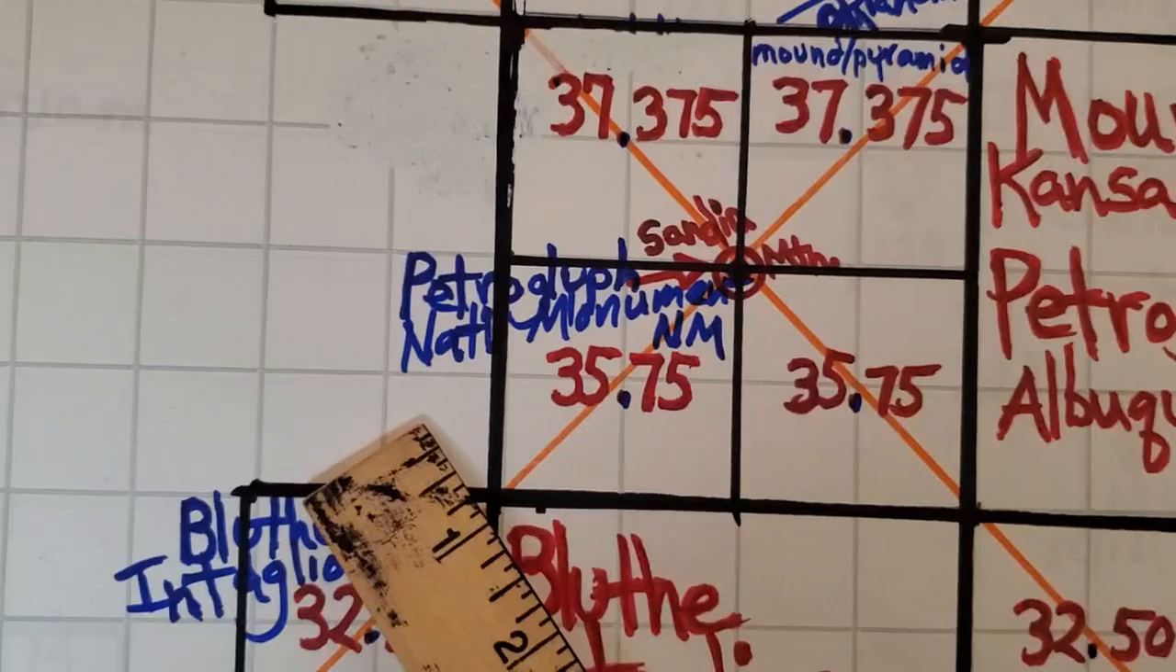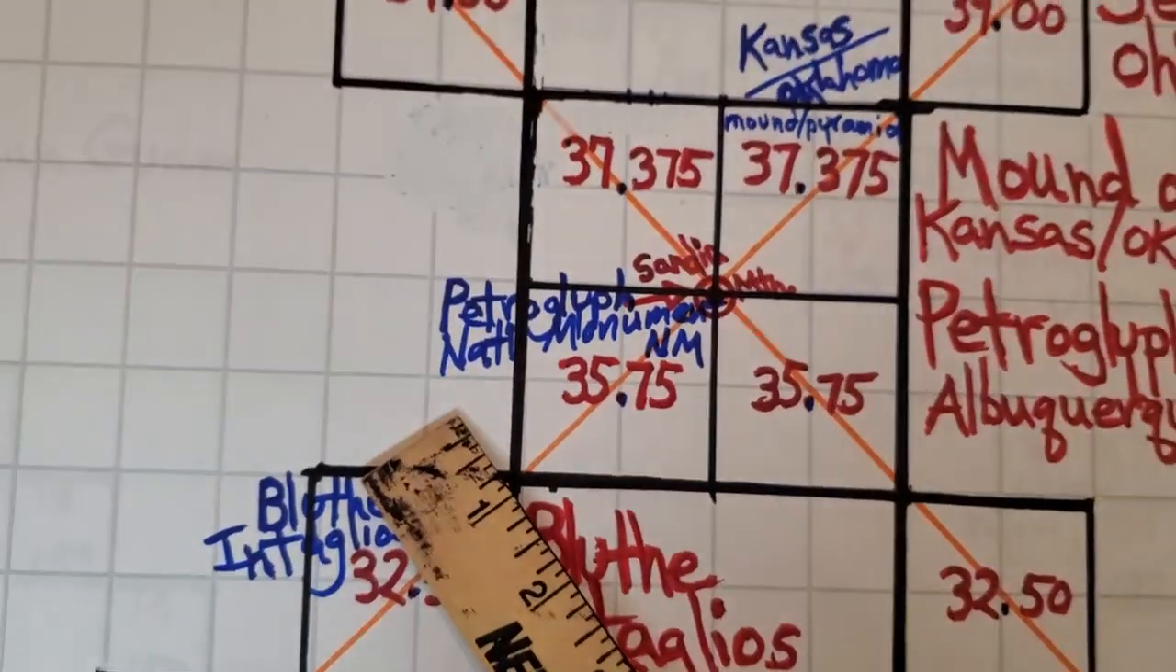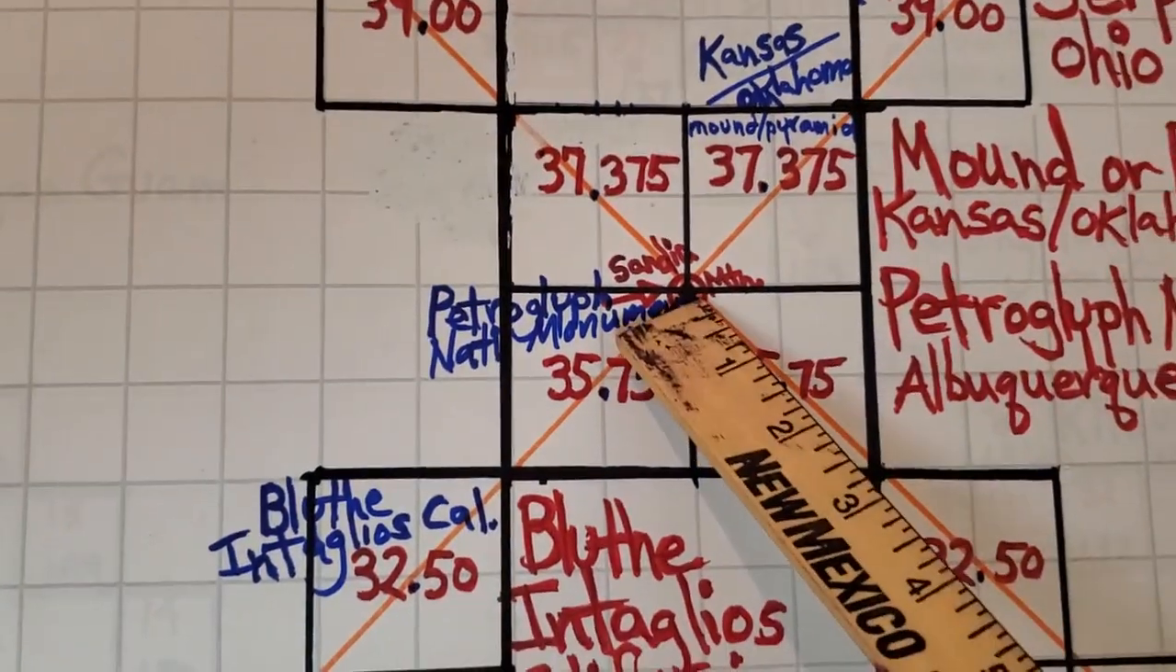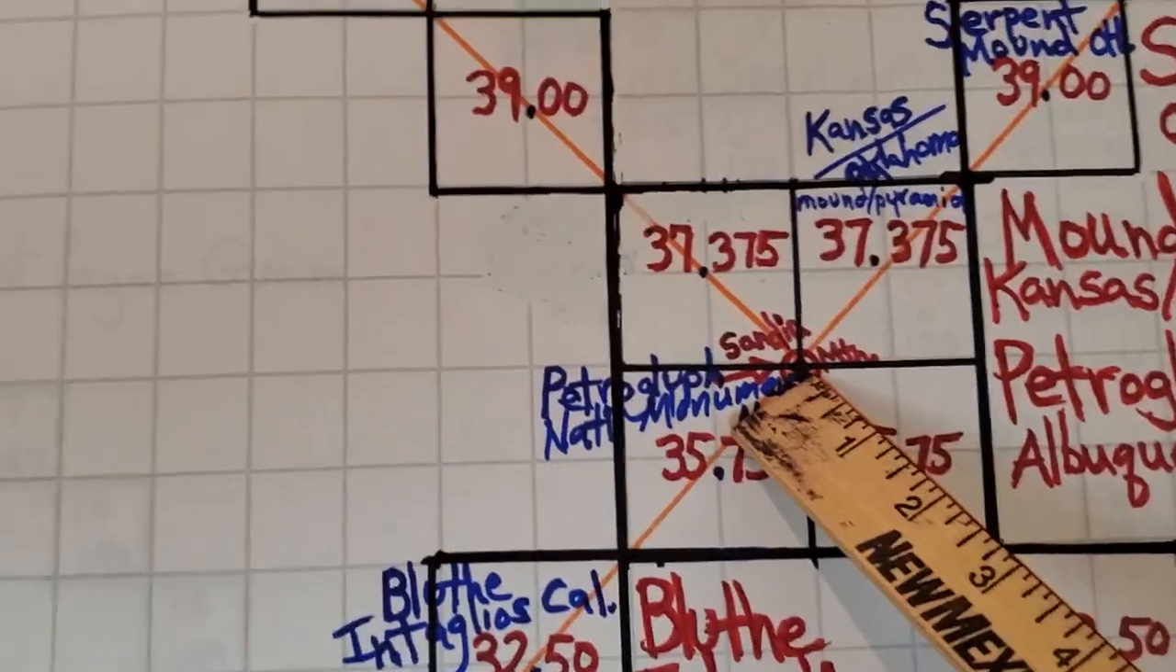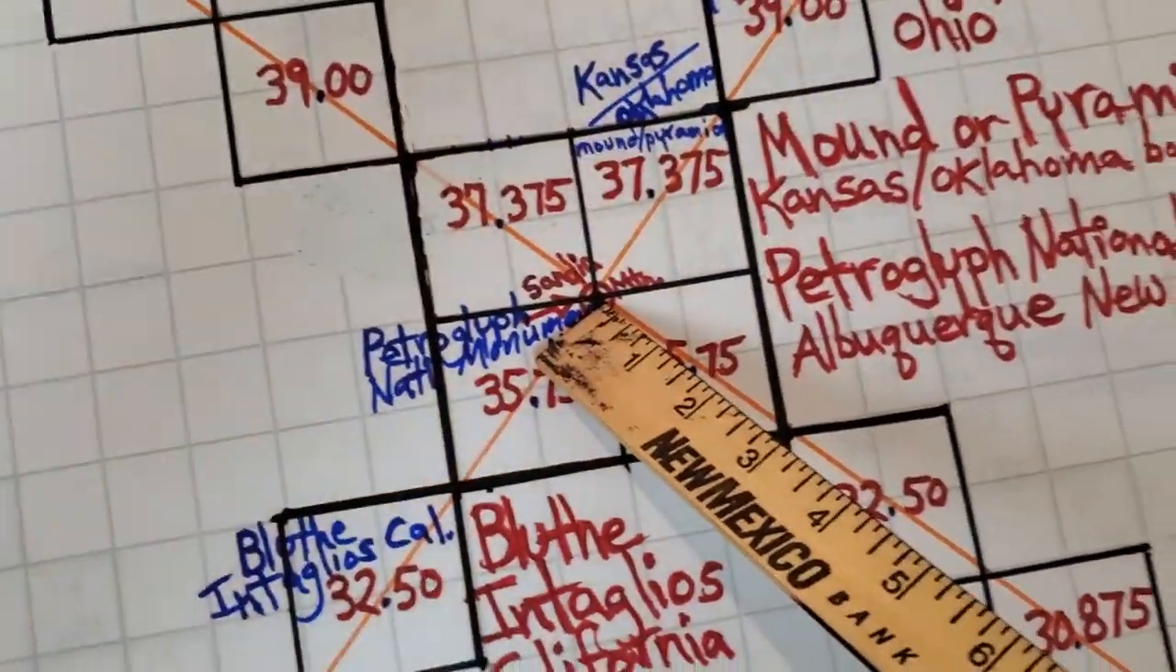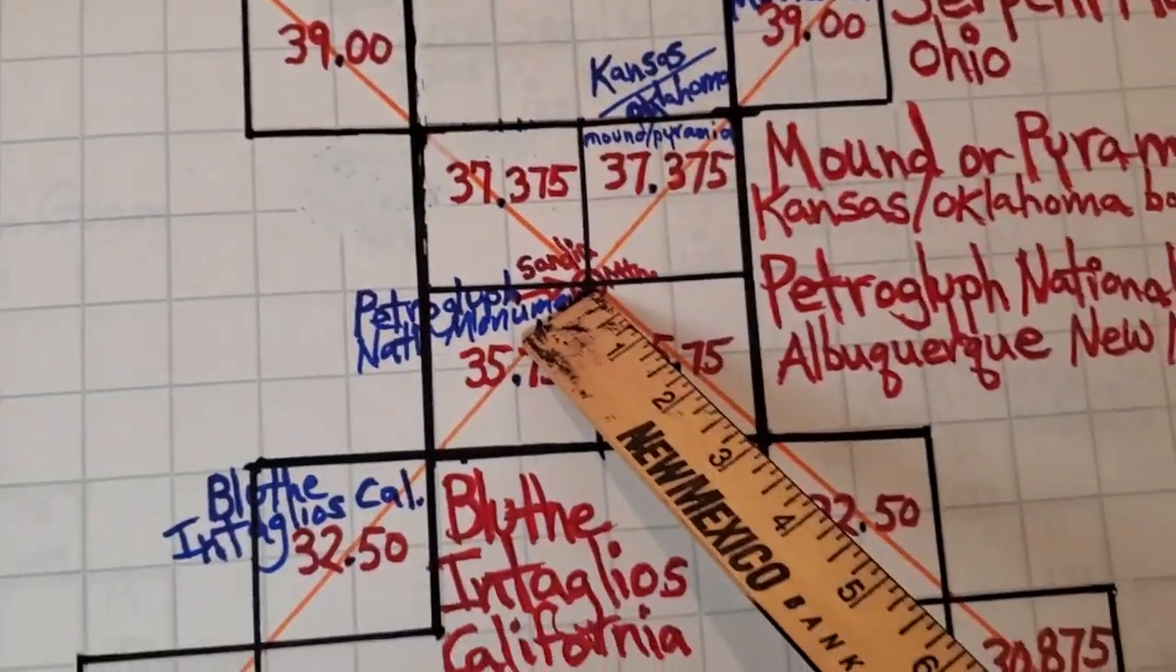Albuquerque, New Mexico. Our backyard. X marks the spot. And so what's in the middle? Albuquerque has always been the center. And what's at the very center? The Sandia Mountain, between all of this.